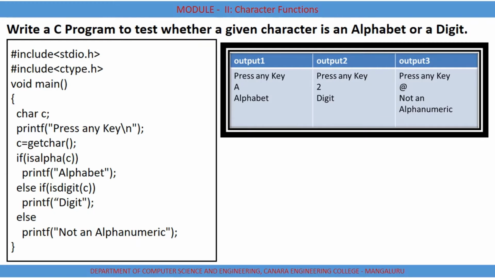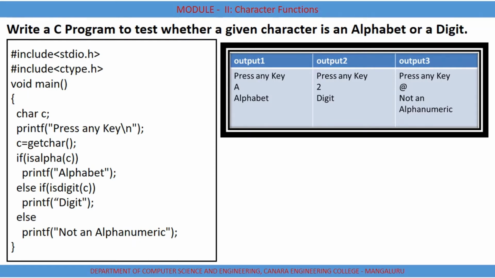Next, once the user presses a key, whatever input the user gives will be stored in variable c by making use of the function getchar. The getchar function accepts the input from the keyboard, that is a single character, and then stores it in c. Next, I am making use of a decision making statement, that is if else, to make the decisions. The first one is if isalpha of c.